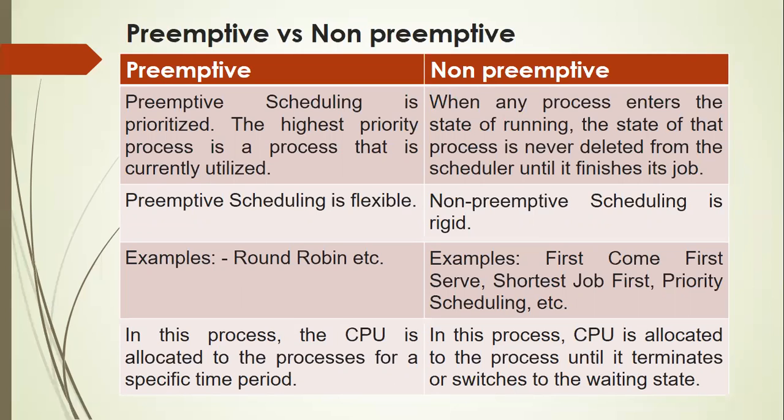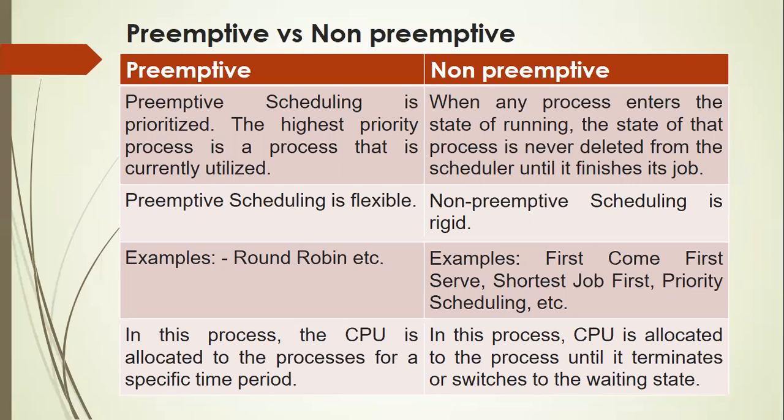In the case of non-preemptive, when a process enters the running state, unless the process completes its execution or unless it needs some IO operation, we cannot forcibly remove the CPU from that process and give it to the next one. That is not possible, and hence non-preemptive scheduling policies are very rigid in nature. You don't have any flexibility in executing a high priority job first. Examples of non-preemptive scheduling policies are first come first serve, shortest job first, priority scheduling, etc.